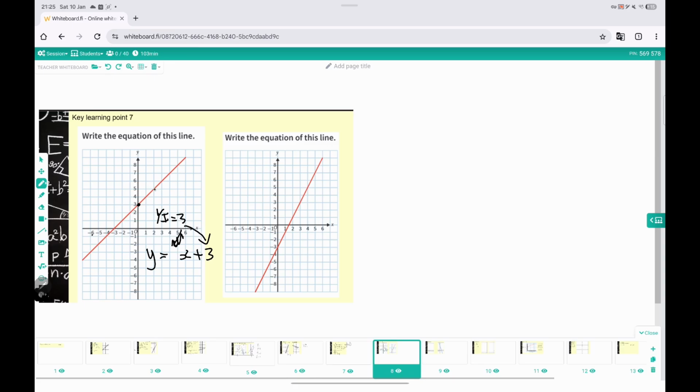Right, I can pick any 2 points. I'm just, to prove a point, going to put my point here. So change in y is 2, change in x is 2, 2 over 2 is 1. And of course the gradient was 1. For every 1 along, 1 up, of course it was. So our gradient's 1x + 3.